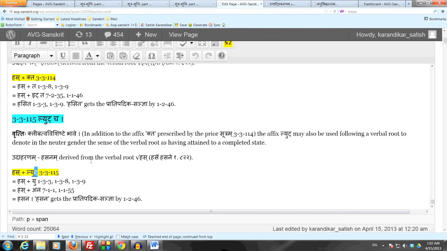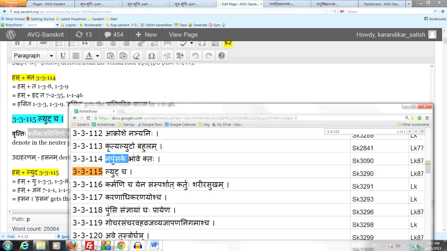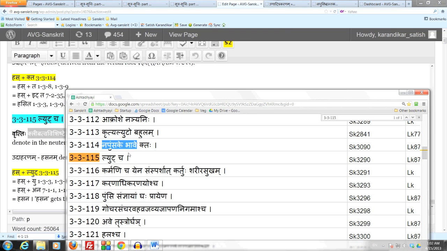But now wait a minute. We just said that this affix lyut is to be used only napumsake bhave by this sutram. Then what's the point in adding an it letter which is only going to be useful in the feminine gender? The reason is that even though this sutram 3.3.115 prescribes lyut only in the neuter gender, the sutram 3.3.117, which we'll be studying shortly, prescribes lyut not just in the neuter gender. It prescribes lyut to be used in other genders also. So at that time we will need this takara as it.